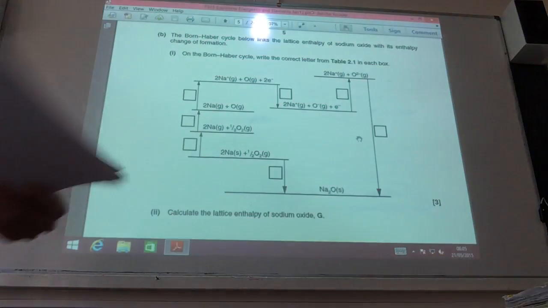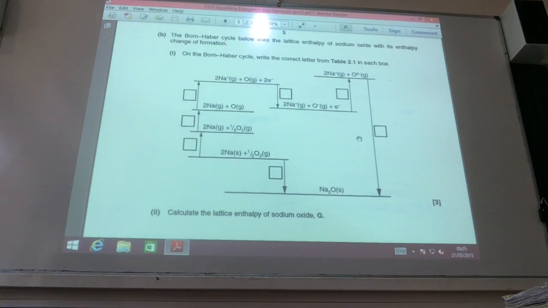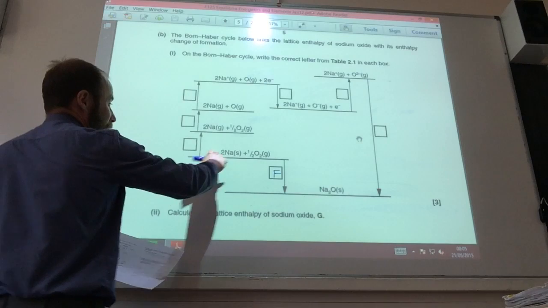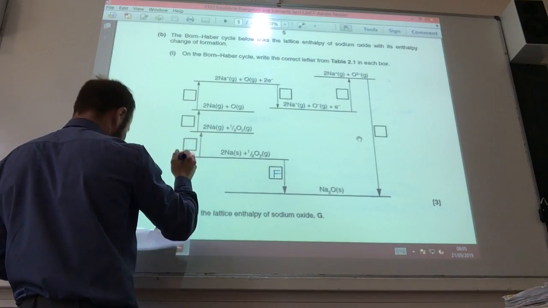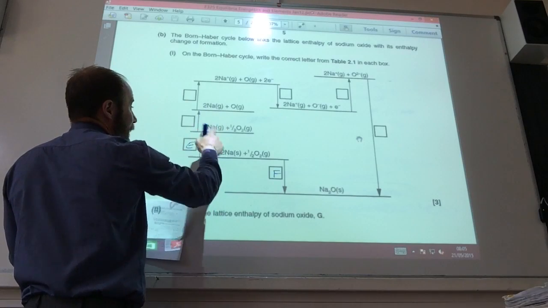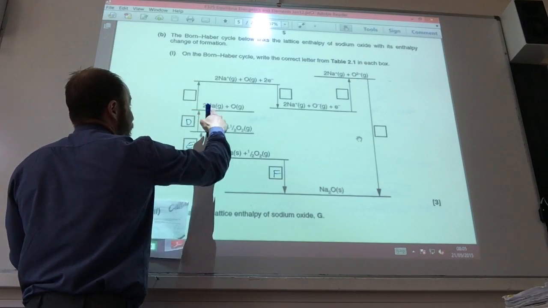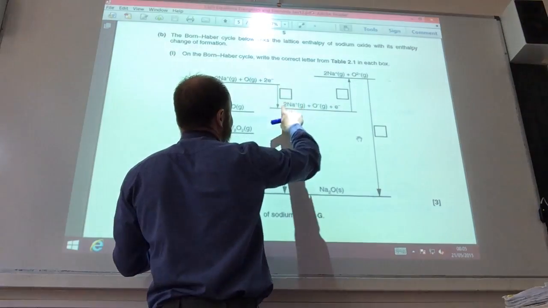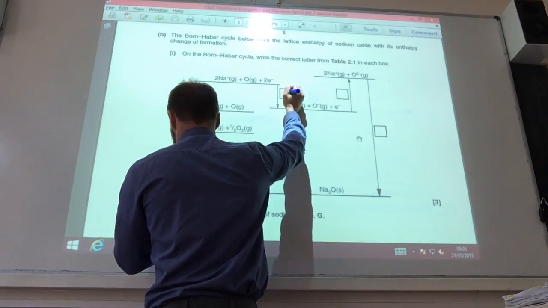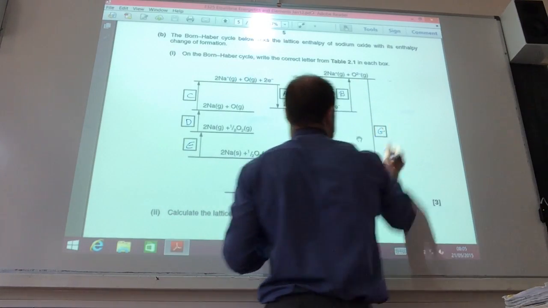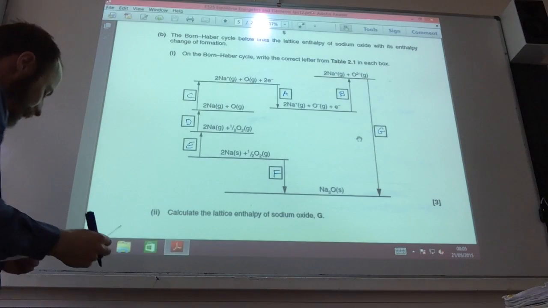Here we go. These are the letters that I need. This one is going to be the formation of sodium oxide. This one is going to be the atomization of sodium, which is E. This one here is going to be the atomization of oxygen, which is D. That's the first ionization energy of sodium, C. This is going to be the first electron affinity of oxygen, A. Second electron affinity of oxygen is B. And of course that is my lattice entropy there.